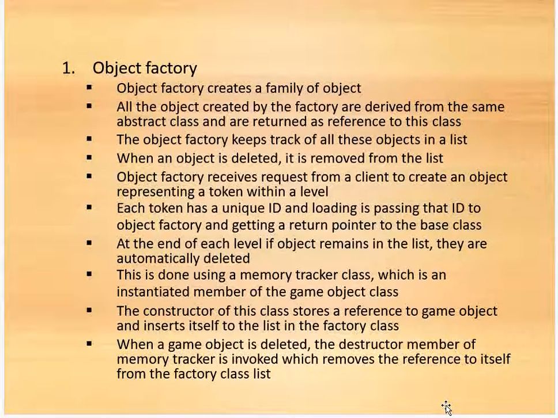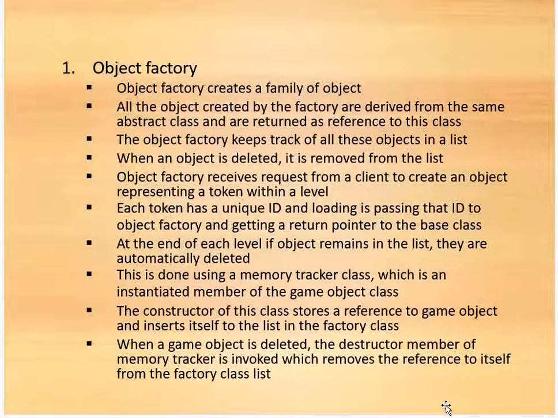At the end of each level, if objects remain in the list, they are automatically deleted, and this is done using the memory tracker class, which is an instantiated member of the game object class. The constructor of this class stores the reference to the game object and inserts itself into the list in the factory class. Whenever a particular game object is deleted, the destructor of the memory tracker is invoked, and it removes the reference to itself from the factory class list.